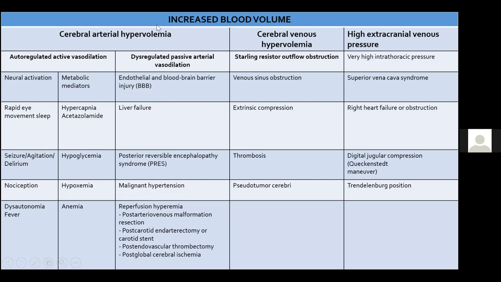From the venous point of view, venous sinus obstruction, we have heard about cavernous sinus thrombosis, superior sagittal venous thrombosis. It can be from extrinsic compression, thrombosis, or pseudotumor cerebri, or from high extracranial venous pressure, like high intrathoracic pressure, superior vena cava syndrome, right heart failure, jugular compression, or Trendelenburg position. So these are the main causes from increase in blood volume: arterial component, venous component, or extracranial component.